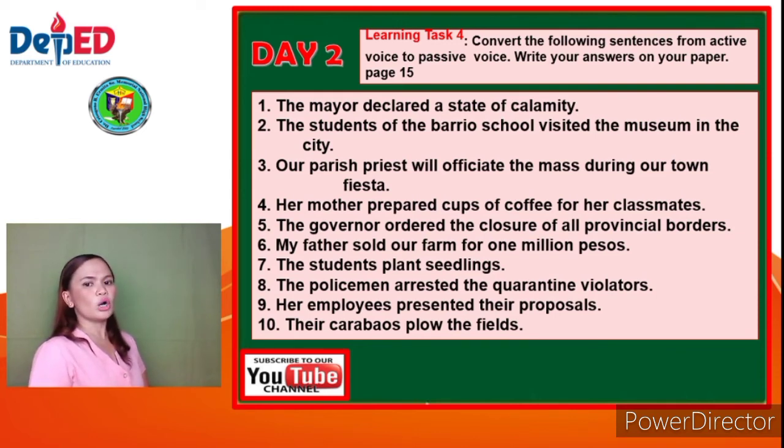5. The governor ordered the closure of all provincial borders. 6. My father sold our farm for 1 million pesos. 7. The students plant seedlings. 8. The policeman arrested the quarantine violators. 9. Her employees presented their proposal. 10. Their caravels plowed the fields.